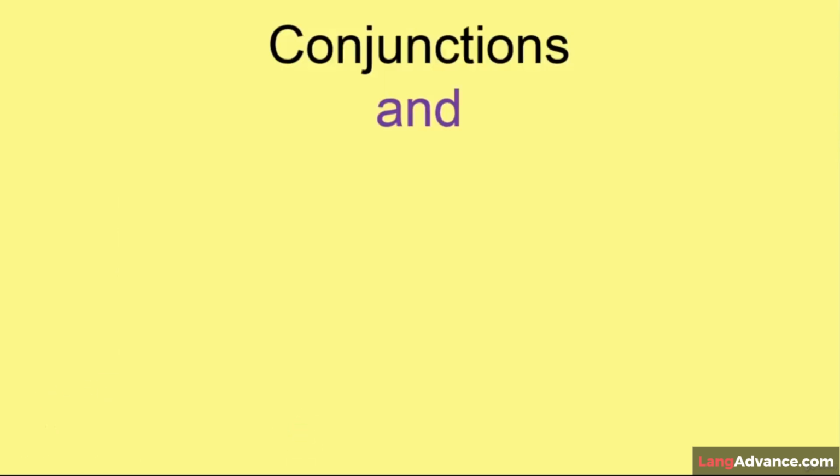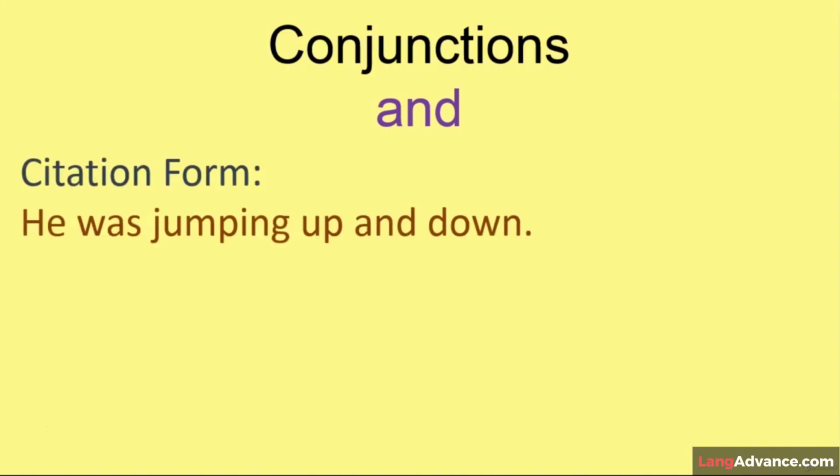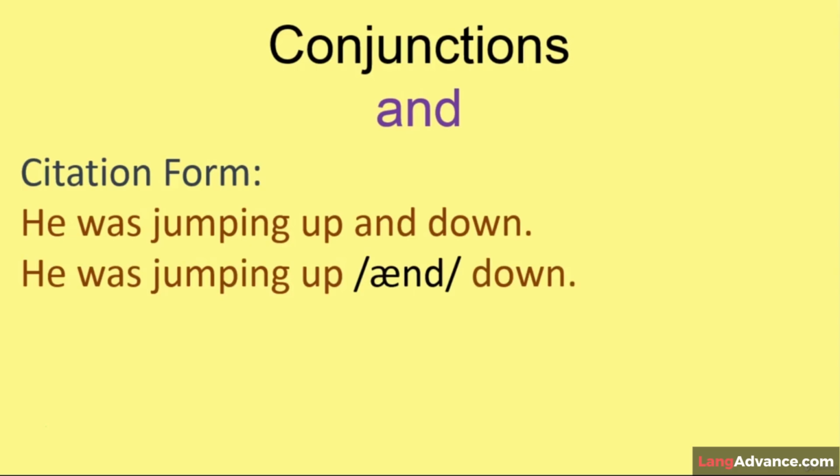Okay, let's look at some conjunctions and how we might reduce those in our speech. We're going to start with the word "and." Now, in citation form, we have this sentence. He was jumping up and down. Repeat after me. He was jumping up and down.